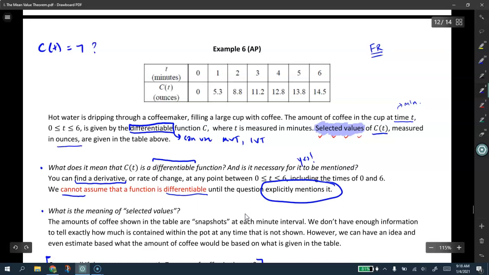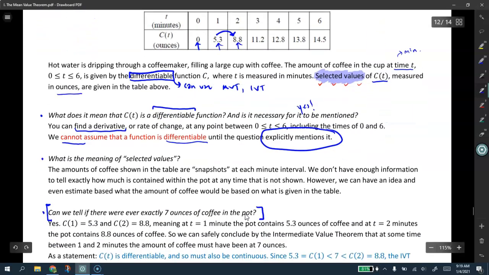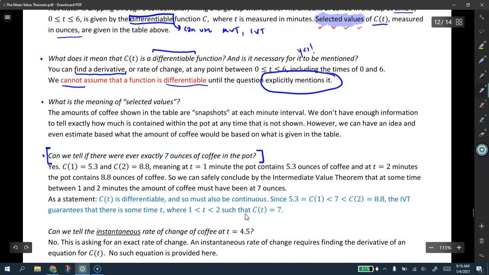Well, if you look at it very carefully, it goes from 0 ounces to 5.3 ounces to 8.8 ounces. Now, obviously it's a coffee maker. It's a liquid thing. And so in order for it to go from 5.3 to 8.8, it must have passed through 7 ounces. So between 1 and 2 minutes, it must have been 7 ounces somewhere there. I don't know exactly what that time is, but I know it must have been true. You understand? So how do you express this?